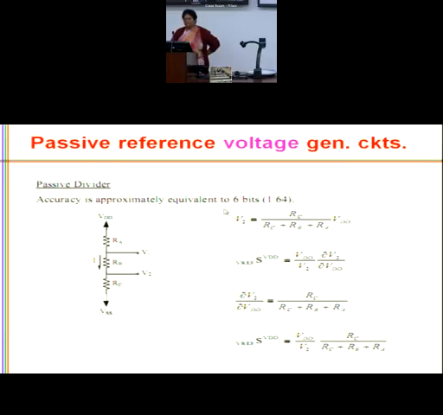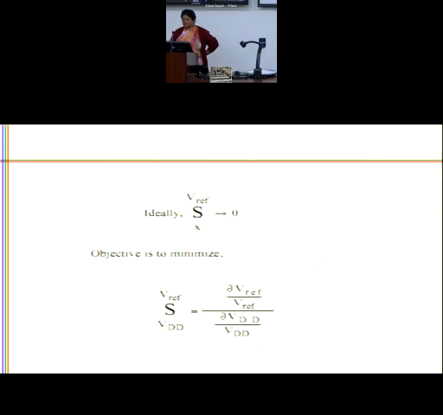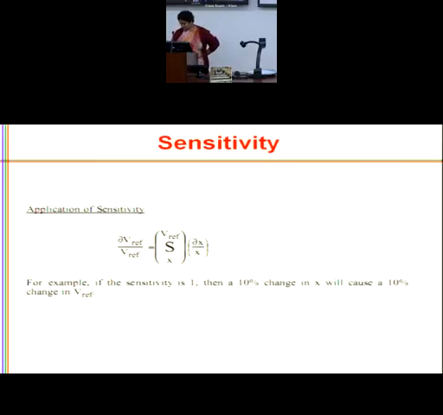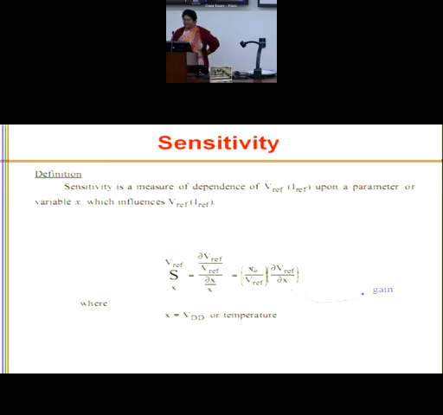To compute its sensitivity, I use the definition of sensitivity. What's the definition of sensitivity? Percentage variation in VREF with respect to percentage variation in VDD, or if you simplify, this is simply VDD by VREF into differentiation of VREF with respect to VDD. So VDD by VREF, anyway I only need to compute the differential of VREF with respect to VDD.